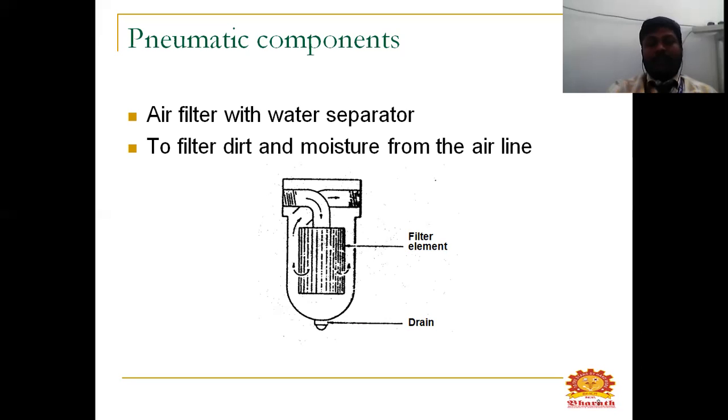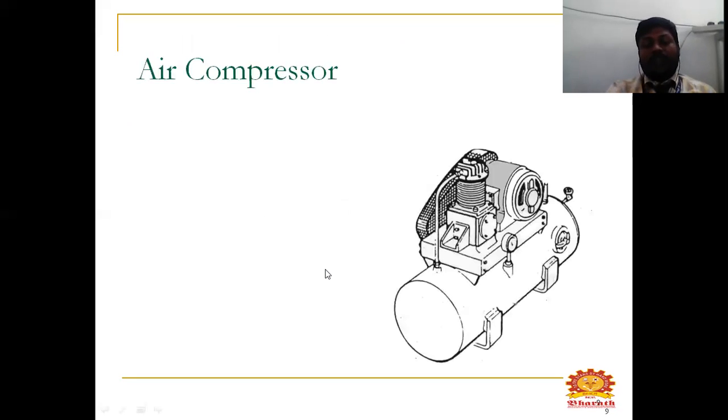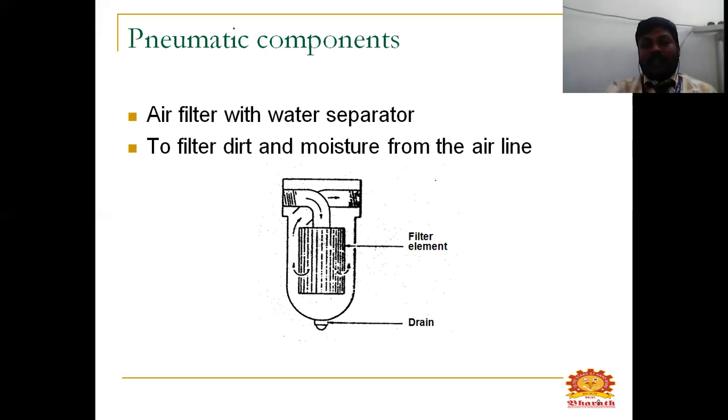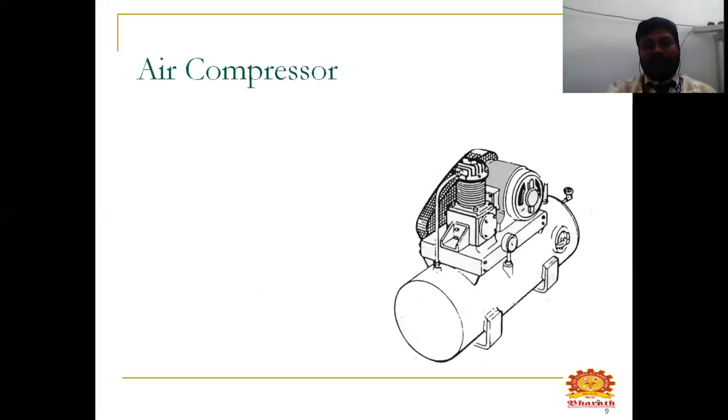Next are the pneumatic components. This is an air filter with a water separator to filter the dust and moisture from the air line. The air line comes from your compressor to the inlet port. While it is coming to the inlet port, it is filtered in this filter element, which removes the moisture and dust. After that, the clean air goes out through the outlet and on to the regulator.